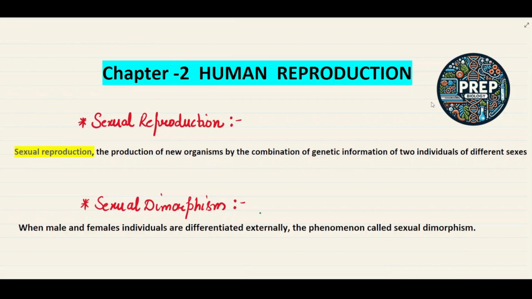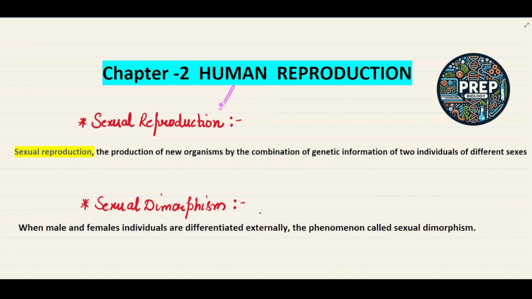So today we are going to start chapter number 2 of unit 1 of biology of class 12th. The name of the chapter is human reproduction. In this chapter we will discuss the male reproductive system and the female reproductive system. In this lecture we are going to start with the male reproductive system.